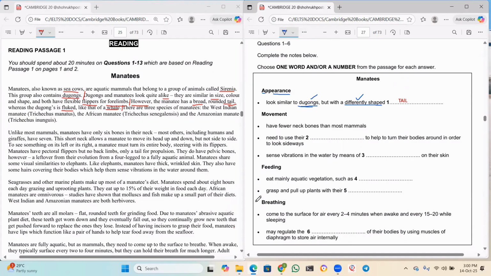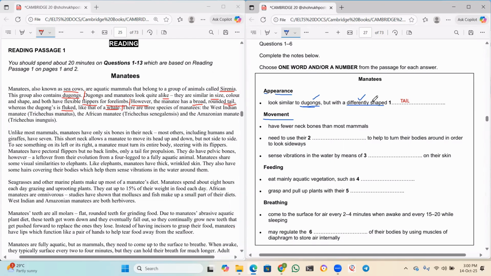Let me move to the next set of questions. Let us look at the next question, which is movement. He's talking about the manatee's movement here. They have fewer neck bones than most mammals. This one is done. Then they need to use their dash to help turn their bodies around in order to look sideways. They have to use something to turn their bodies sideways. What is that? We have to find out from the passage.